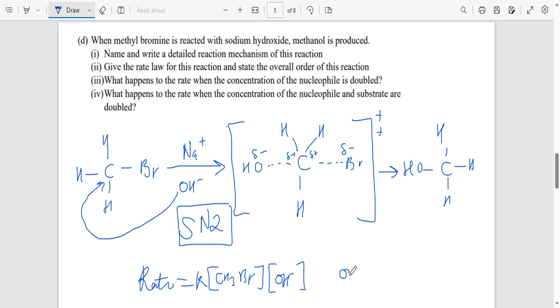And then the overall order for this reaction is first order with regards to the methyl bromide and first order with regards to the hydroxide. So the overall order is second order. You just add those two.